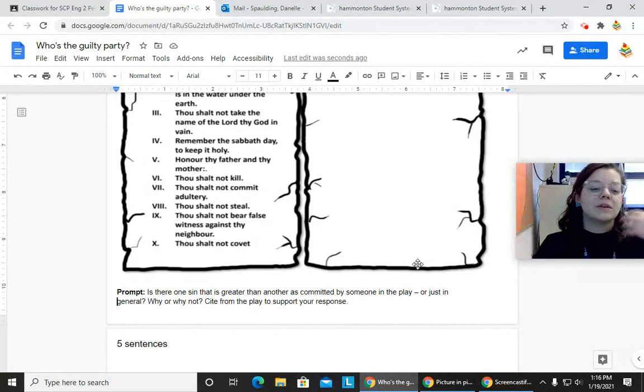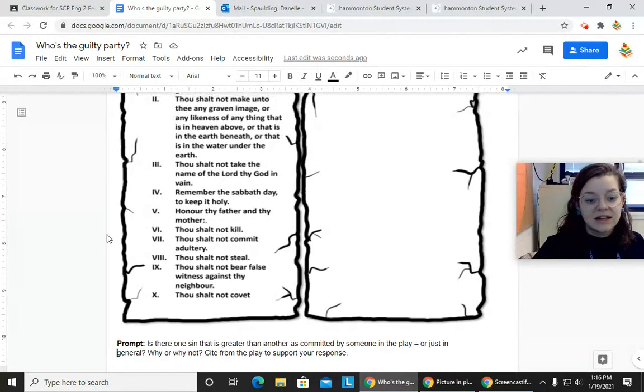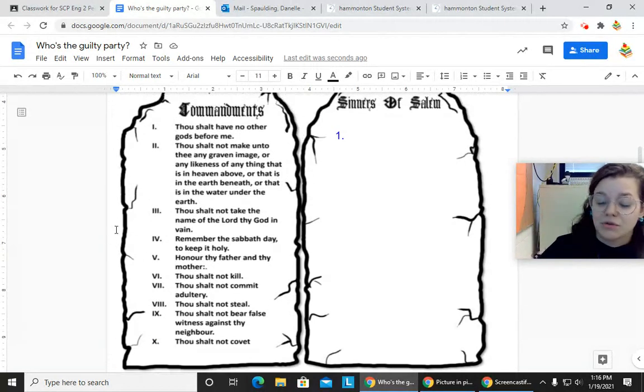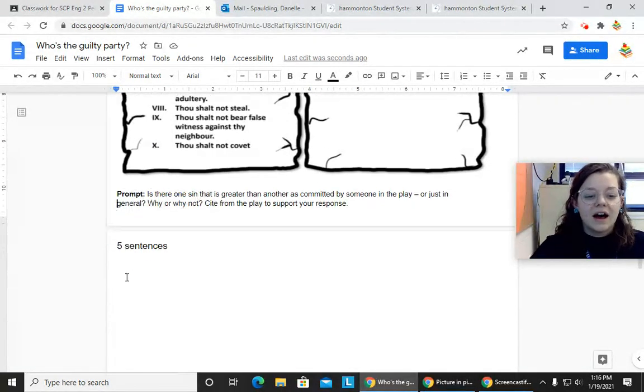So you can either tell me what's the worst sin that's been committed in the play and why you think it's the worst sin and use some events from the story to support that, or you can just tell me who do you think is the greatest sinner in this play so far? Who is committing the most of these sins, and explain why and how you know through events and stuff in the story. And you'll see right here, you're going to use 5 sentences to do that. You can just hit enter and type everything right down there.